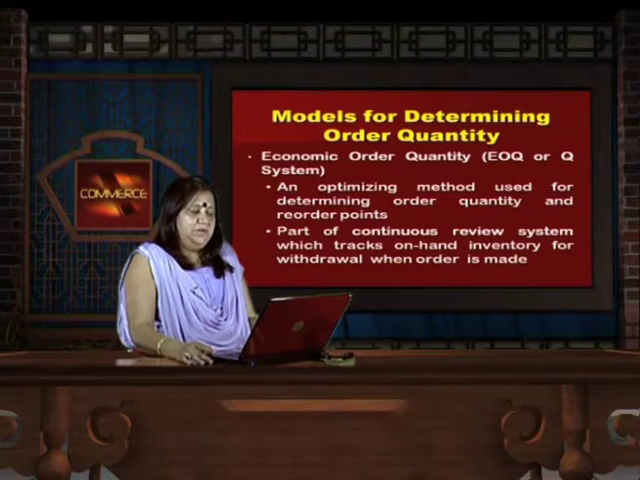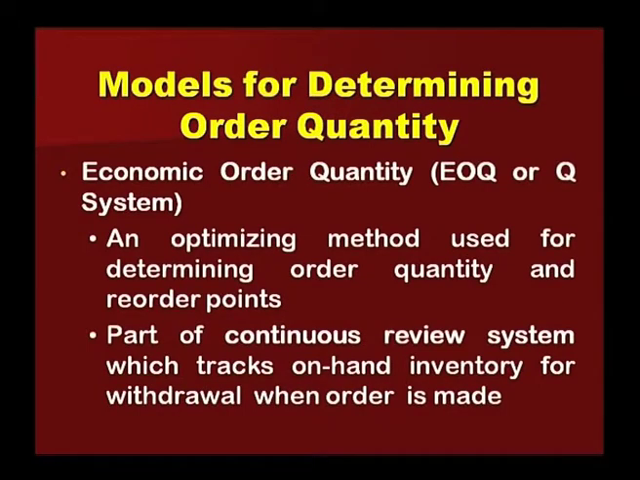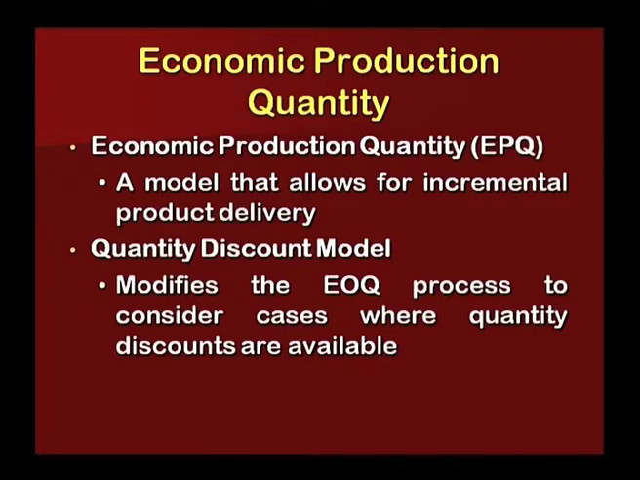Models for determining order quantity. First is economic order quantity, that is the EOQ model or the Q system. This is an optimizing method used for determining order quantity and reorder points. It is part of a continuous review system which tracks on-hand inventory for withdrawal when the order is made. Economic production quantity, that is EPQ, is a model that allows for incremental product delivery. The quantity discount model modifies the EOQ model to consider cases where quantity discounts are available.